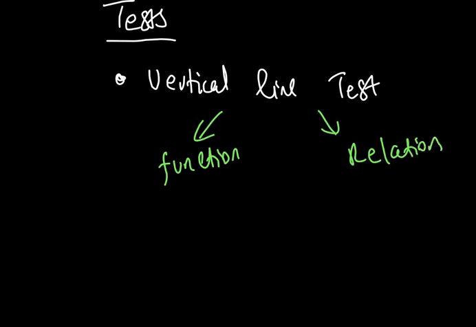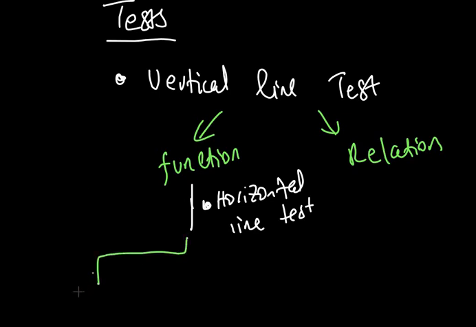Now, if it happens that something is a function, then we have to perform a test, which we're going to call a horizontal line test. A horizontal line test now is going to tell us whether that particular function is a one-to-one function, or is that function a many-to-one function?